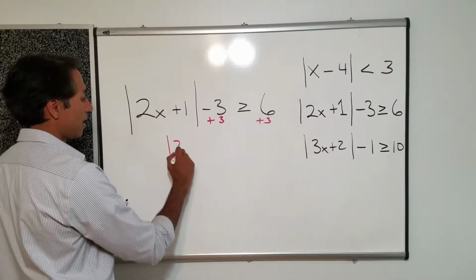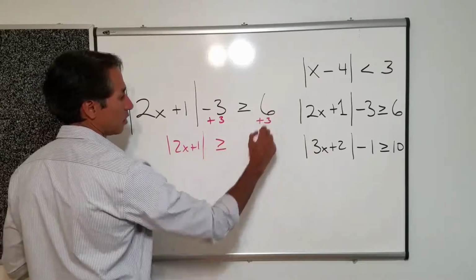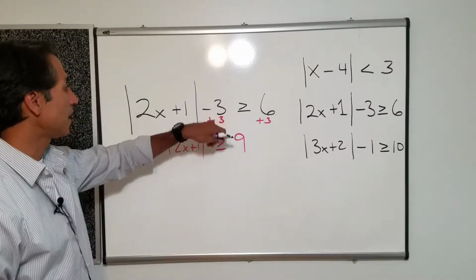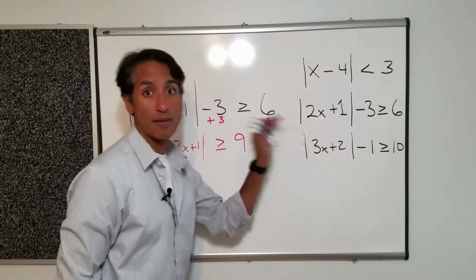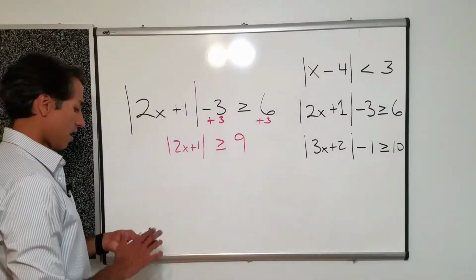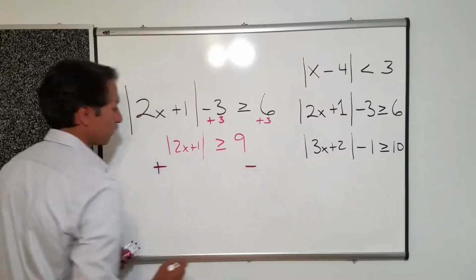Okay, I'm going to rewrite it. The absolute value of 2x plus 1 is greater than or equal to 9. Okay? So that's our first step. Anytime you have this extra part, just get rid of it. Move it to the other side. Now we can work with this, and now we can set up our positive and negative versions of the problem.